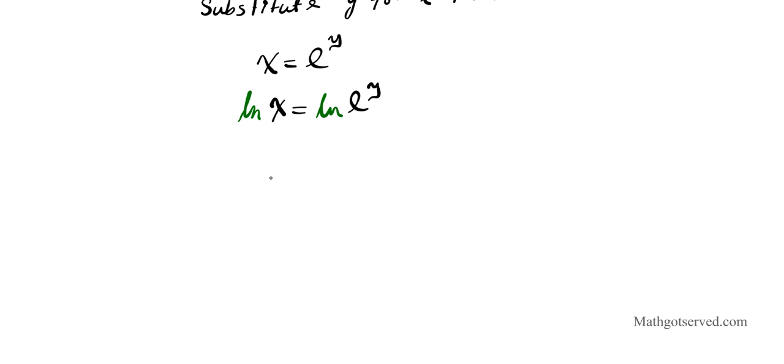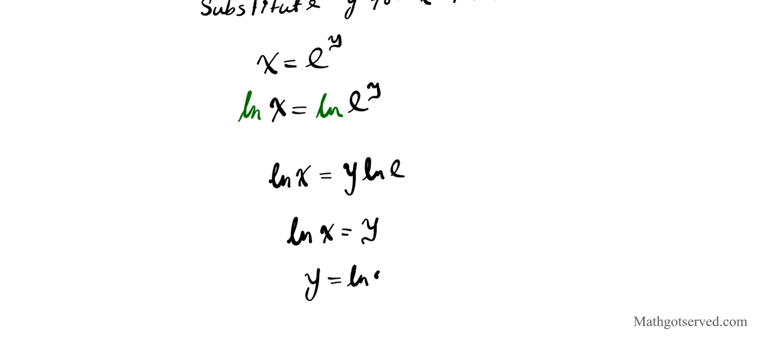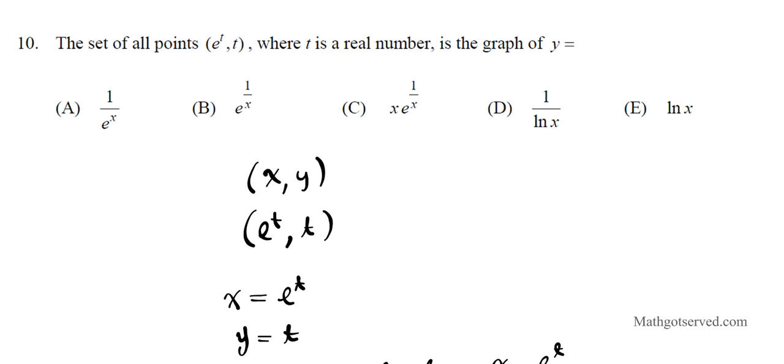This is going to become natural logarithm of x equals, remember ln of e is just 1, so I can write this as y ln e. So it's natural logarithm of x equals y times 1, which is just y. So y equals the natural logarithm of x is the function that guarantees that the output is going to be real numbers. So y equals ln x, where t is a real number. That's where you have this condition satisfied. So our answer is going to be option letter E.